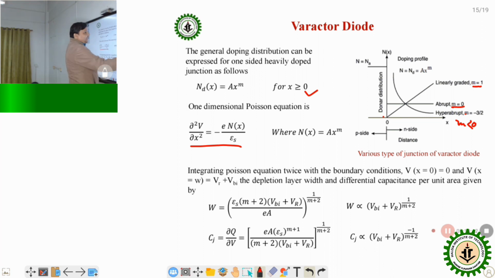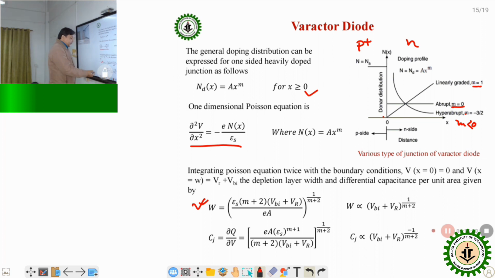In this case, we consider the one-sided PN junction, heavily doped on this side, so P plus N. Applying these boundary conditions, we get the width of the depletion layer W as epsilon s (m plus 2)(Vbi plus Vr) by qA, whole to the power 1 by m plus 2. From this equation we can say that W is proportional to (Vbi plus Vr) to the power 1 by m plus 2.